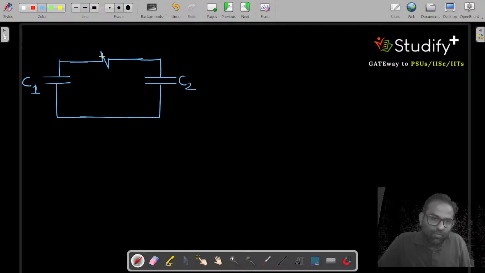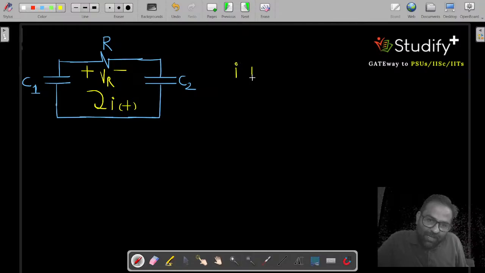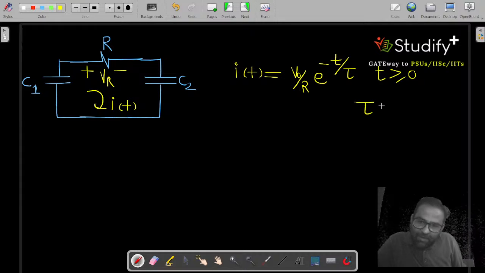This is C2 and this is R. Let's say this value is VR. Then what is the value of VR? That comes from Ohm's law, because the current in the circuit is IT and IT is known. What is IT? IT is given by V0 by R into e to the power minus t by tau for t greater than or equal to 0, and tau is given by R into C equivalent.